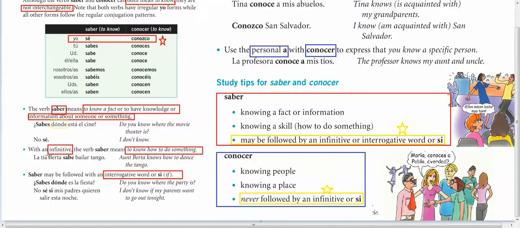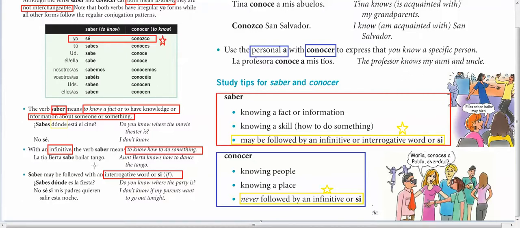Saber also gets used with an infinitive to let you know how to do. So if you want to express that you know how to do something, like la tía Berta sabe bailar tango, she knows how to dance tango, then you're going to use saber. Or if you wanted to say, like I know how to ride a bike, yo sé montar una bicicleta, or montar en bicicleta, then you would use saber.